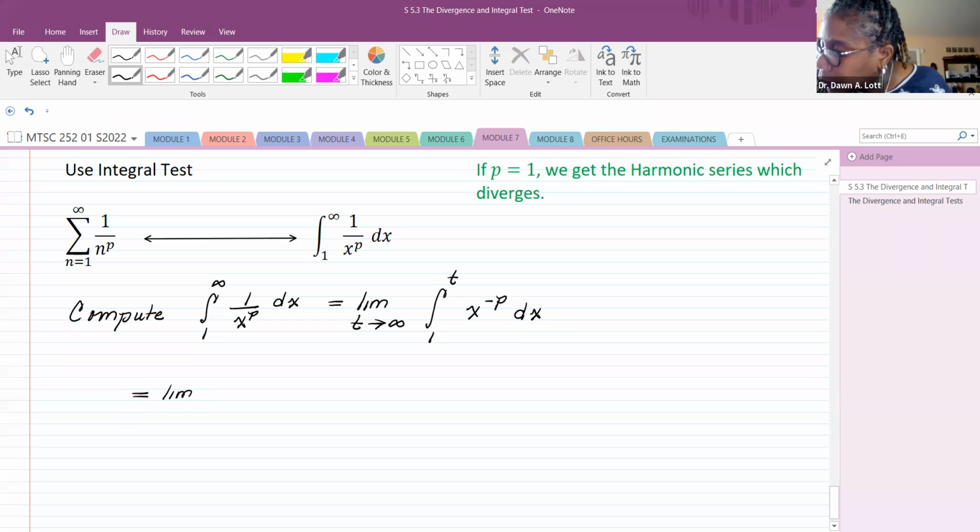So I get the limit as t approaches infinity of what happens when I integrate x to the negative p. Well, how do you integrate that? You add 1 and divide by it. So I'm going to get x, I'm going to add 1, so I get negative p plus 1. Then I'm going to divide by negative p plus 1, which is 1 minus p, and then I'm going to evaluate this from 1 to t.